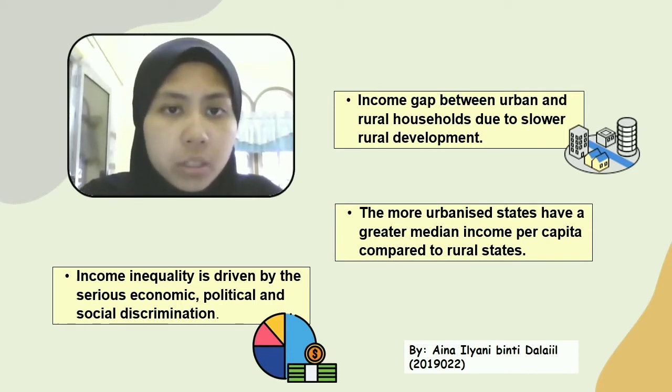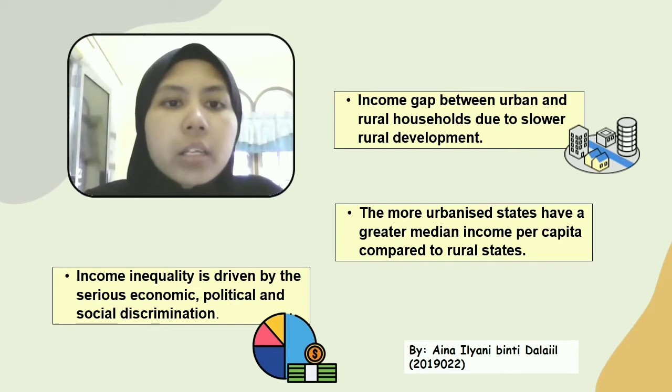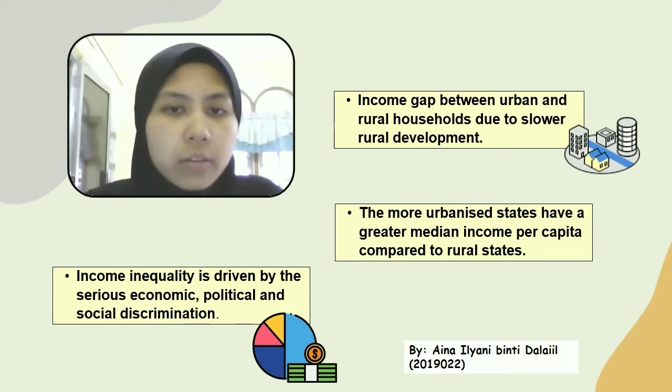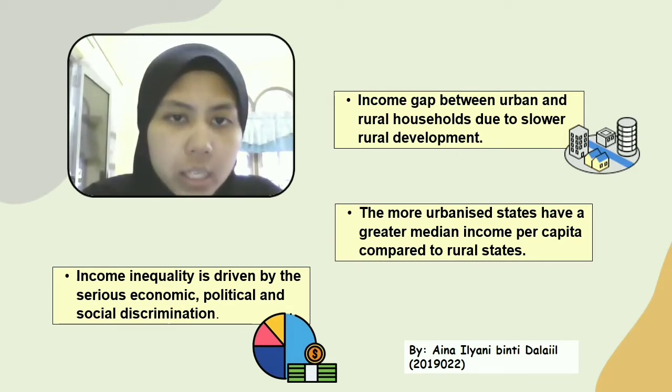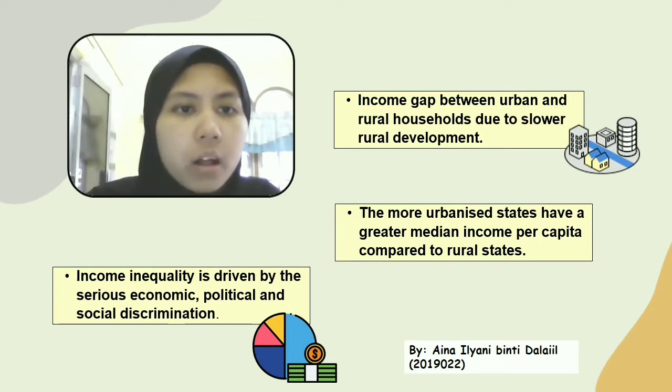There are several key contributors to Malaysians' income inequality. The significant number of the urban poor is an outcome of the urbanization cycle, according to Al-Hadari and Samad 2012. There are more urbanized states that have a greater median income per capita compared to rural states. In 2019, the household income survey by the Department of Statistics Malaysia reported that the average household income in urban areas is 8,635 ringgit per month compared to 5,004 ringgit for households in rural areas. Net income inequality is driven by the serious economic, political, and social discrimination that small ethnicities and indigenous people have experienced in the era of economic globalization.